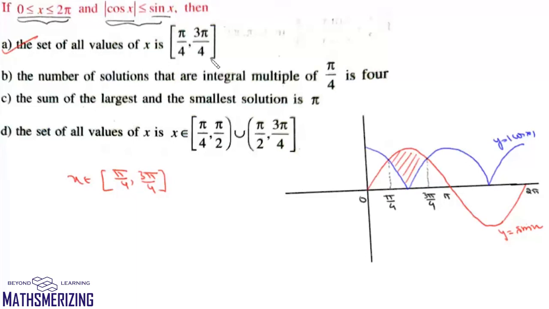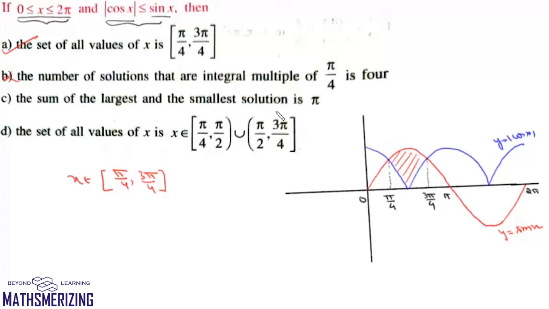Now the number of solutions that are integral multiples of pi by 4 is 4. So here we have pi by 4 and then we have pi by 2 and then we have 3 pi by 4. So the number of solutions which are integral multiples of pi by 4 is 3, not 4. So option B is incorrect.